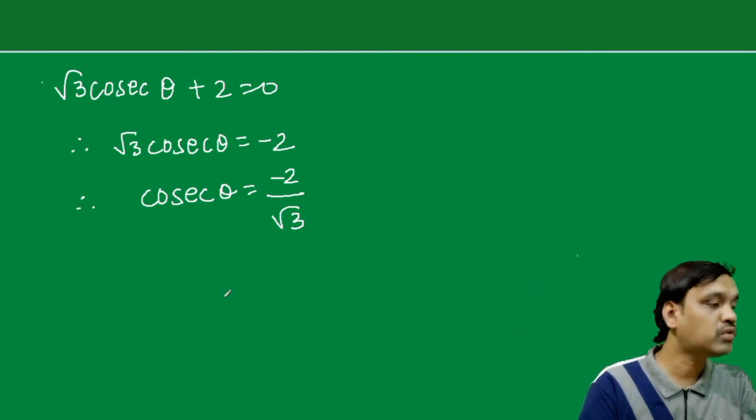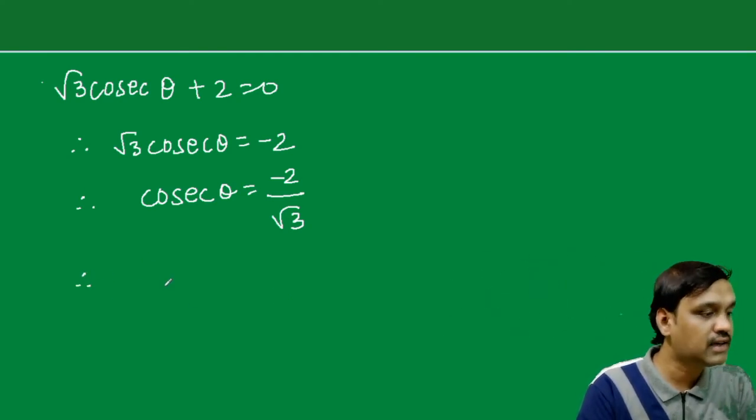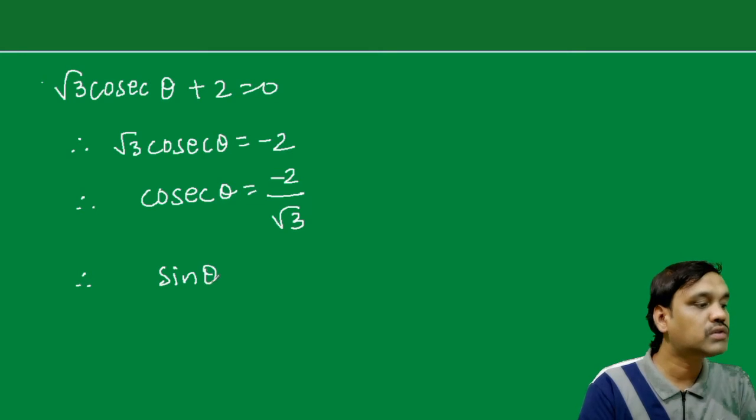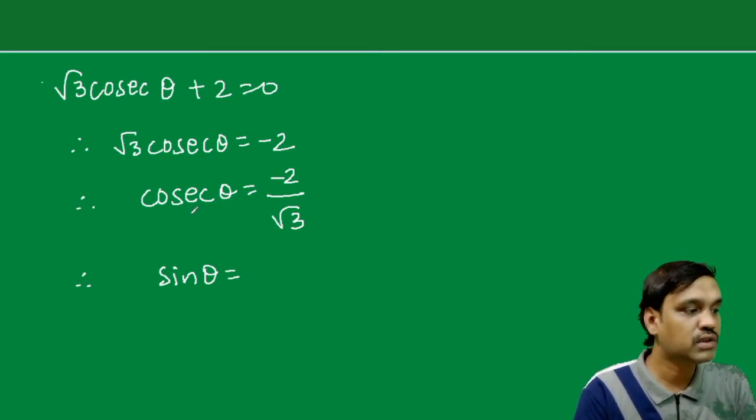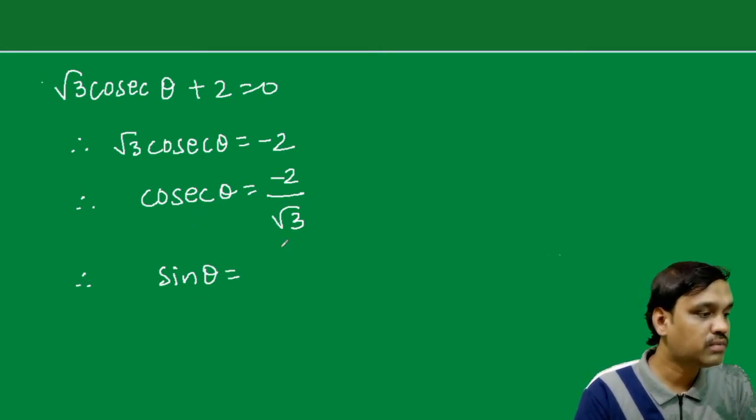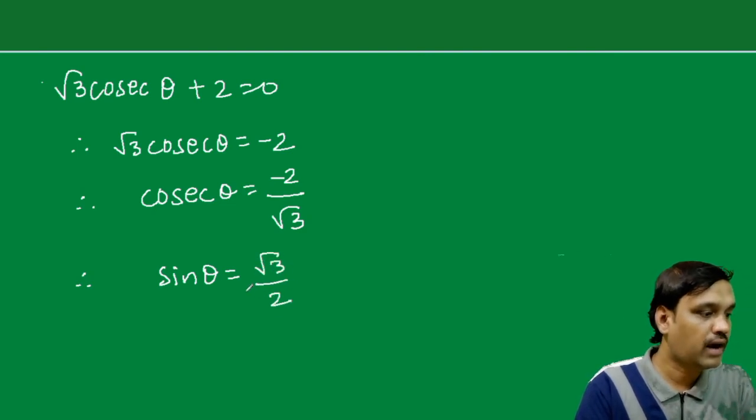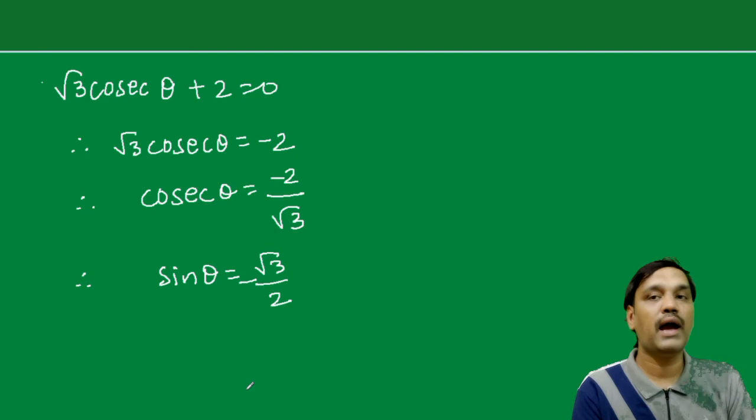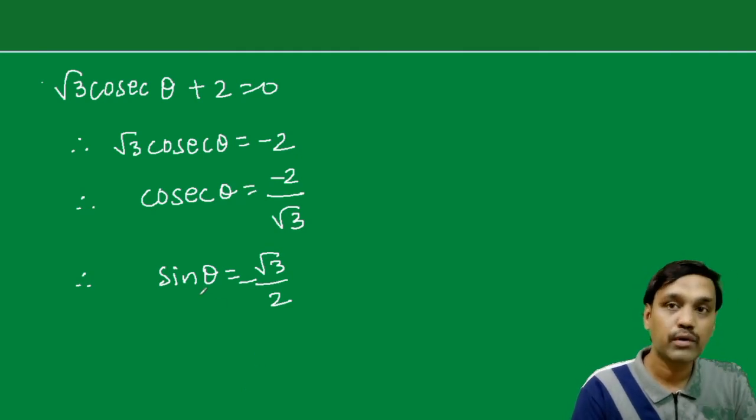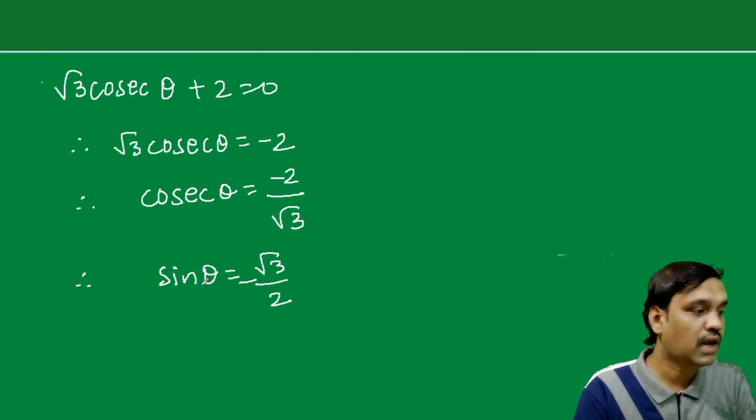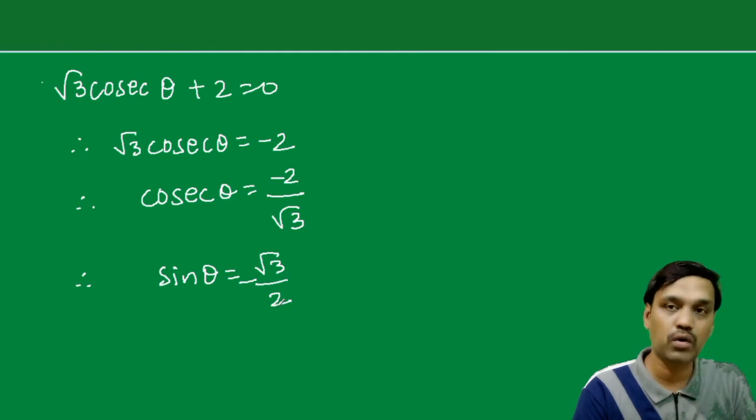But further, I'm going to convert this cosec theta by taking its reciprocal into sine theta. So the reciprocal of cosec theta is sine theta, and the reciprocal of minus 2 upon root 3 is root 3 upon 2. And let me write here the minus sign, so it is minus root 3 upon 2. So I'm going to solve this equation, sine theta equal to minus root 3 upon 2.